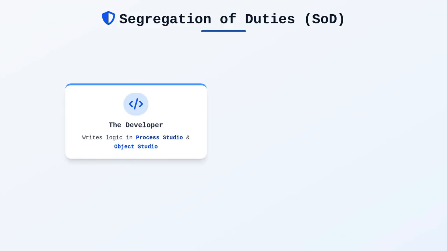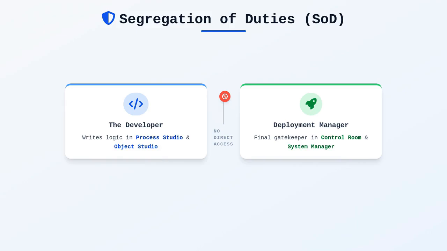Establishing a clear segregation of duties is not just a suggestion. It is a fundamental requirement for maintaining the integrity of your robotic workforce. In a mature environment, the developer who writes the logic within Process Studio or Object Studio must never be the same person who pushes the button to deploy that code into a production environment. By restricting access rights within the Blue Prism control room and system manager, you enforce a protocol where deployment managers act as the final gatekeepers.